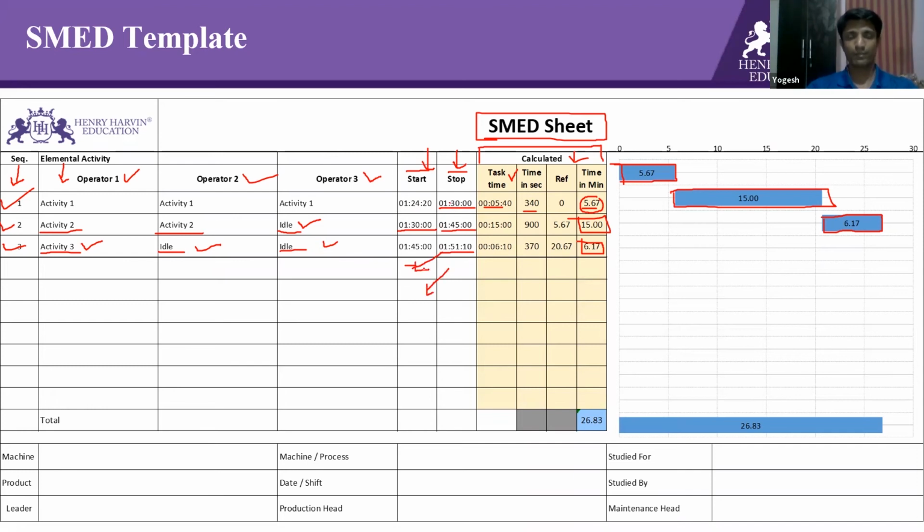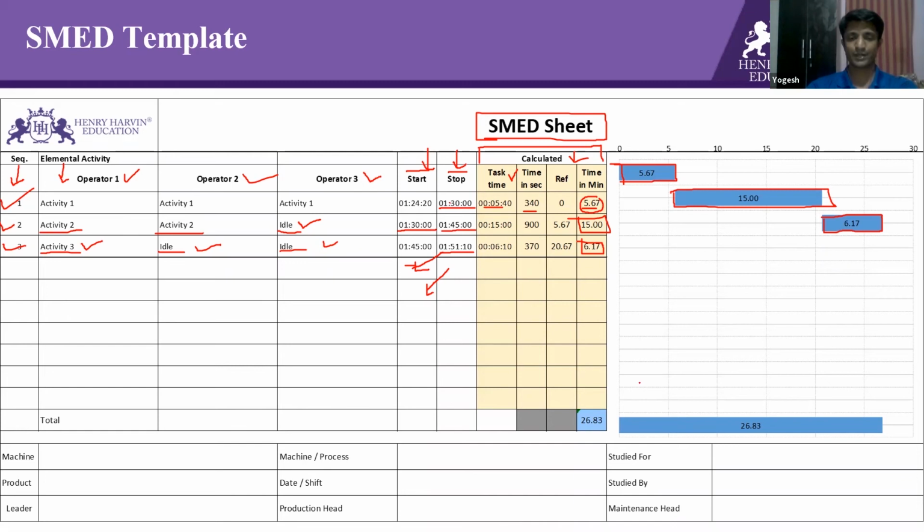So this is how we do the analysis of the video, and using that analysis and this graphical representation of the overall changeover time, we can easily find out which activities are consuming more time, and which activities we actually need to focus on, right?